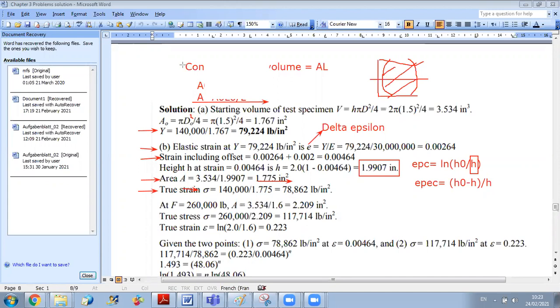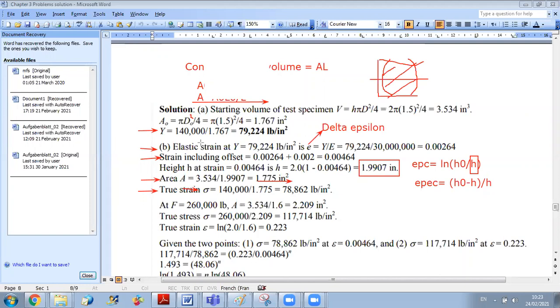Okay. Sometimes they force you to find the area. If they ask you, for example, to calculate the new area, you should do this method. But if they don't ask about the area, you just need to find the true stress. You can use the formula relating engineering stress and strain to true stress and strain.